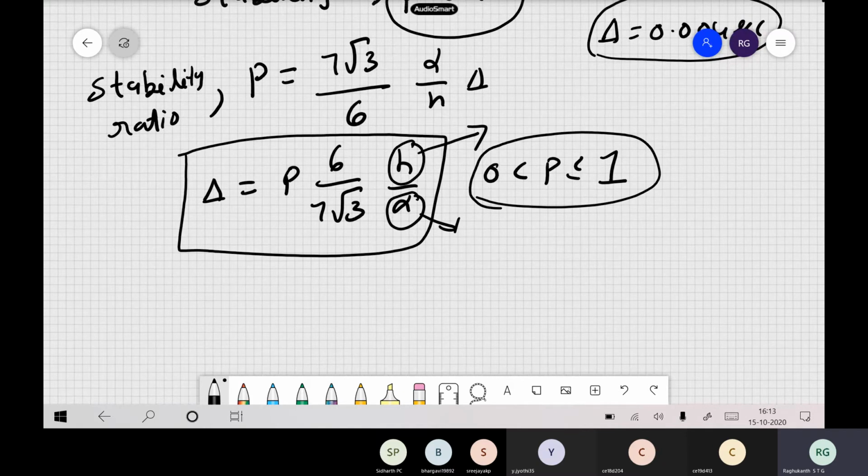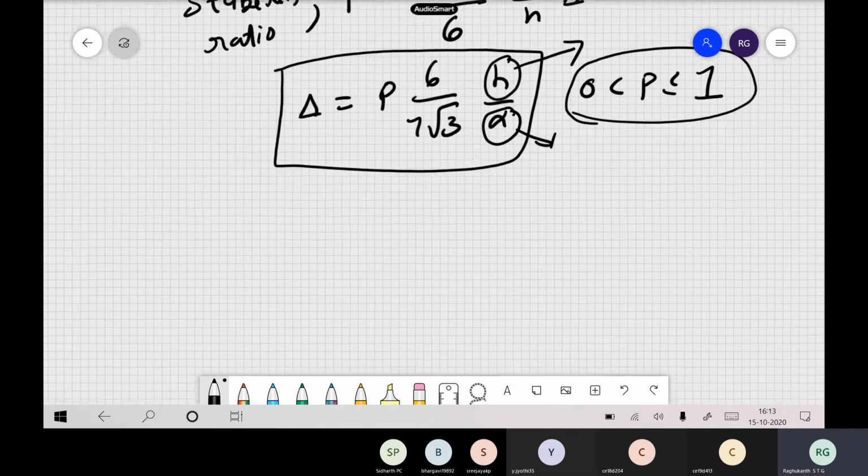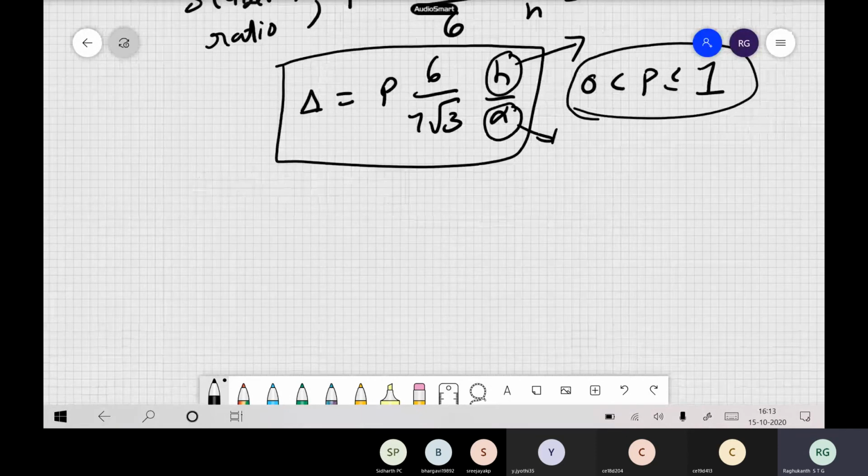Now, that covers the time steps and instability. Next we will look at the grid velocities and dispersion curves. Now this stability is over. Now we will come to dispersion.